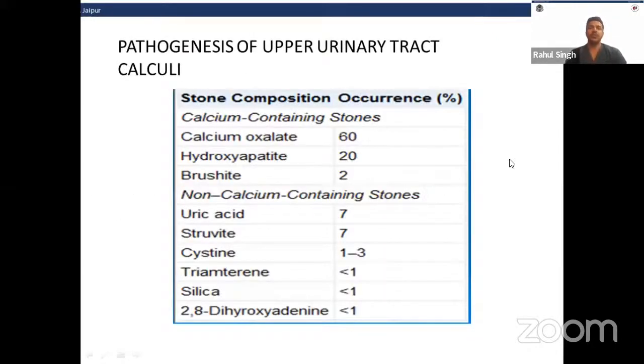The pathogenesis of upper urinary tract stones and their composition. Most common are calcium oxalate stones, which comprise about 80% of all stones. Most commonly it is calcium oxalate 60%, hydroxyapatite 20%, and brushite 2%. The remaining are non-calcium oxalate containing stones, mainly including uric acid and struvite stones.